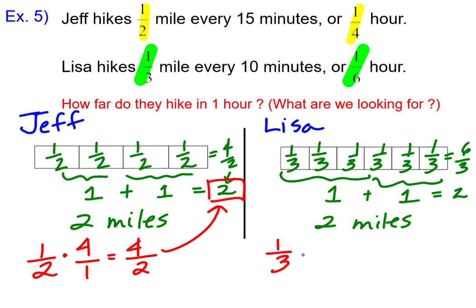She'd be 1/3 because that's her rate, right? 1/3 of a mile every 10 minutes. And we needed, for 1 hour, 6 sets of that: 10 minutes, 10 minutes, 10 minutes. It takes 6 of them, right? So we're going to multiply it times 6.